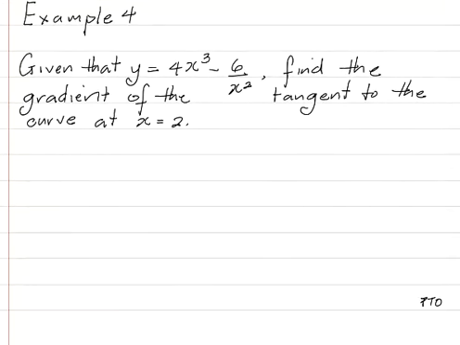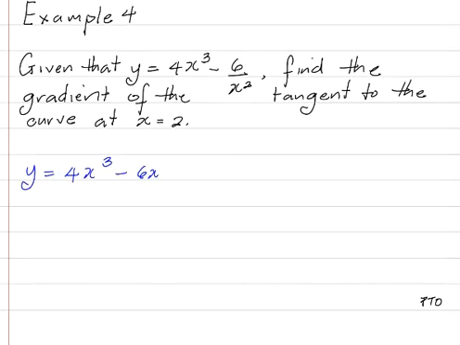Example 4. It says given that y is equal to 4x cubed minus 6 over x squared, find the gradient of the tangent to the curve at x is equal to 2. Alright, so I have y is equal to 4x cubed minus 6x to the minus 2. That is just me applying what? That's just applying a law of indices. The power is positive at the bottom, when you bring it up, it becomes negative.